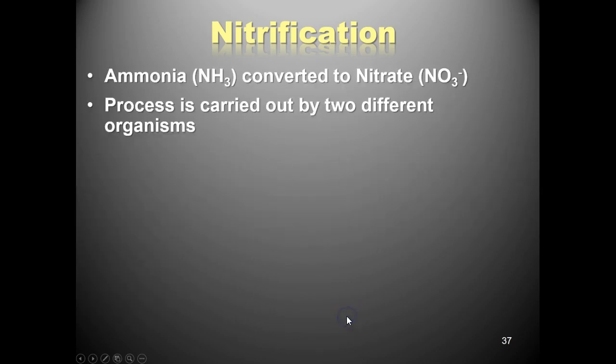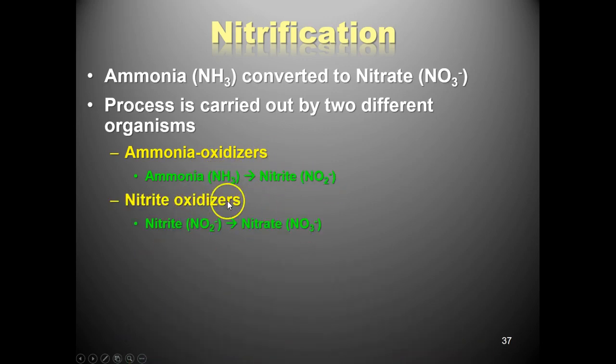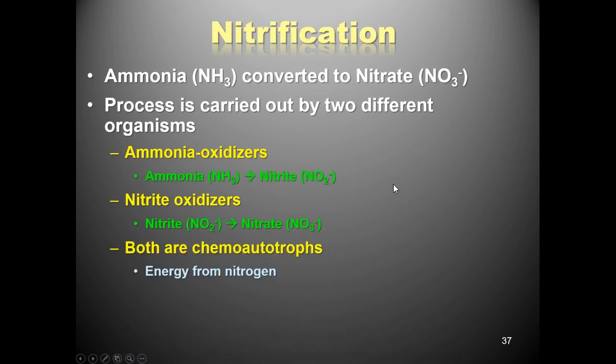So in this process, we're going to get nitrate. It actually is a two-step process to get to nitrate. We have to get to nitrite first, and those ammonia oxidizers I was talking about take that ammonia and convert it to the nitrite, and then that's followed by another group of bacteria called nitrite oxidizers that take the nitrite and convert it into nitrate. So it is a two-step process requiring two different populations of microorganisms.